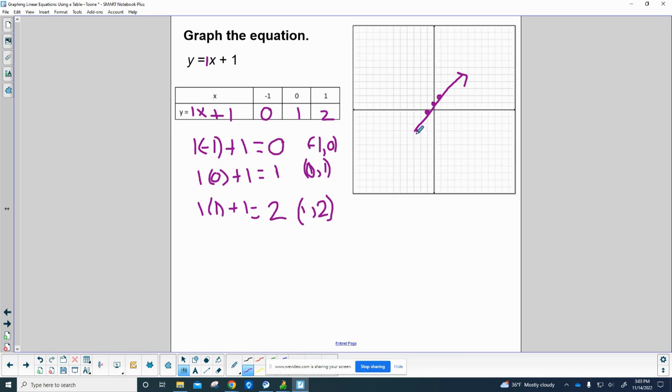So this is where our line will come through those 3 points. And if you've got a ruler handy, use the ruler to help you draw a nice, long, straight line with an arrow on each end. Let's try another one.